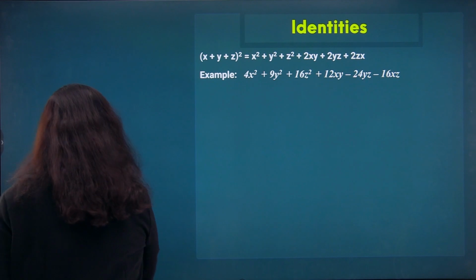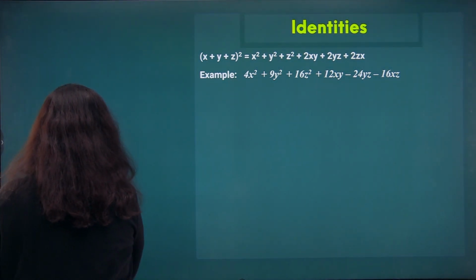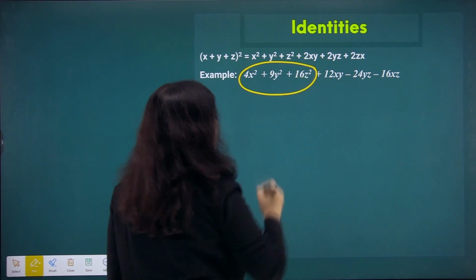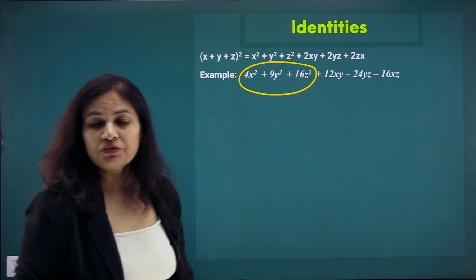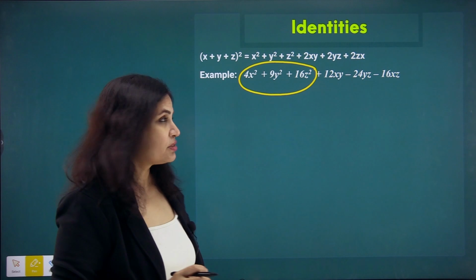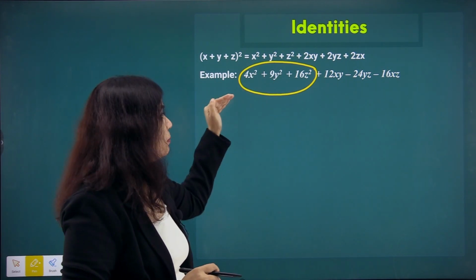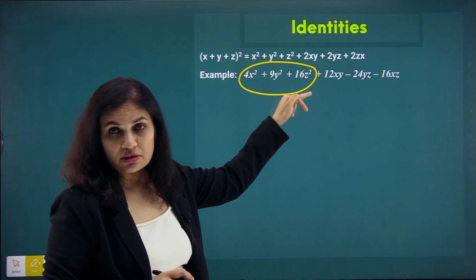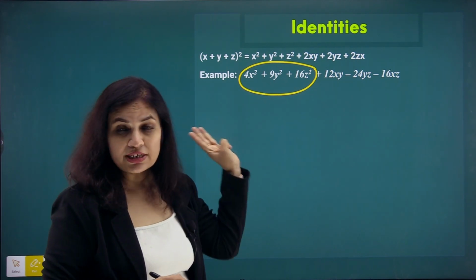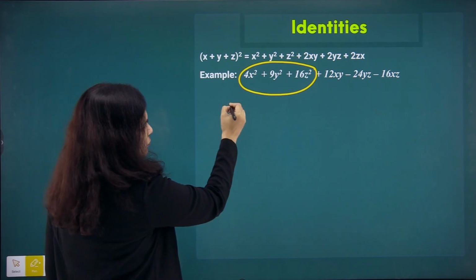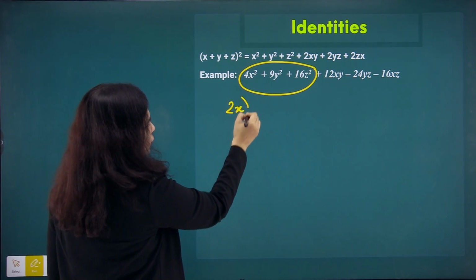Now, what is our target? Our target would be the first three terms. First, I have to see whether the first three terms, the terms whose variables are squared, are square terms, or are we having three square terms in the given expression? So, like the others, we'll first write them in the form of whole squares.